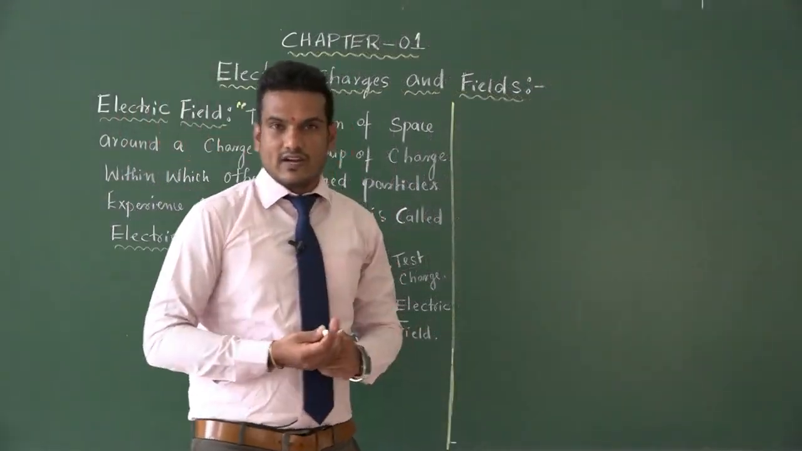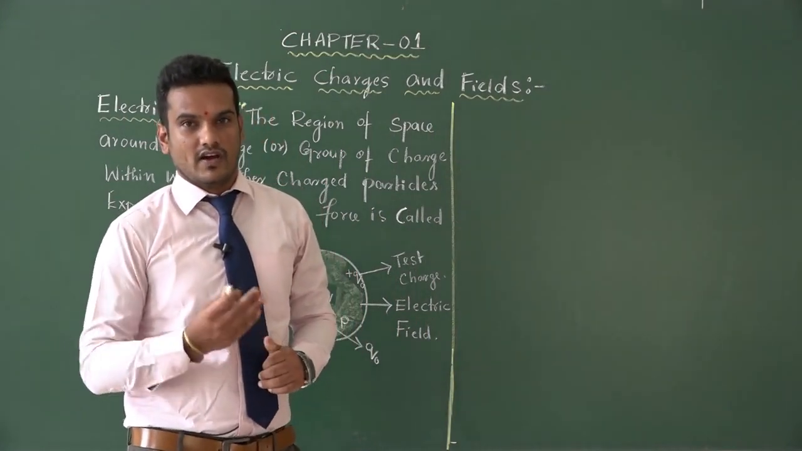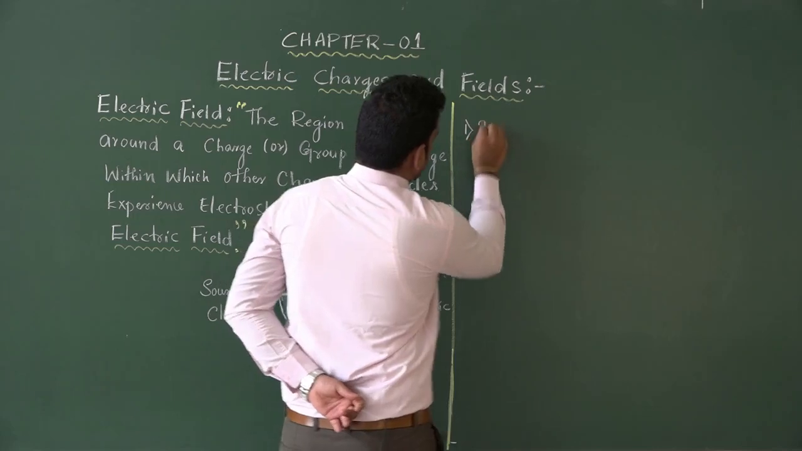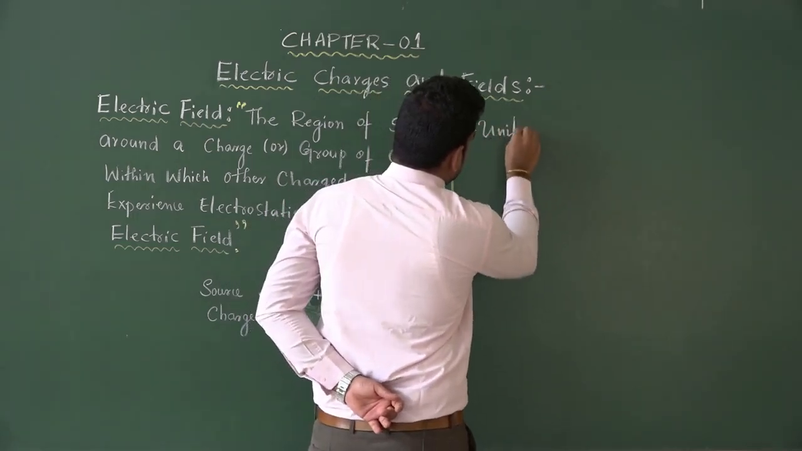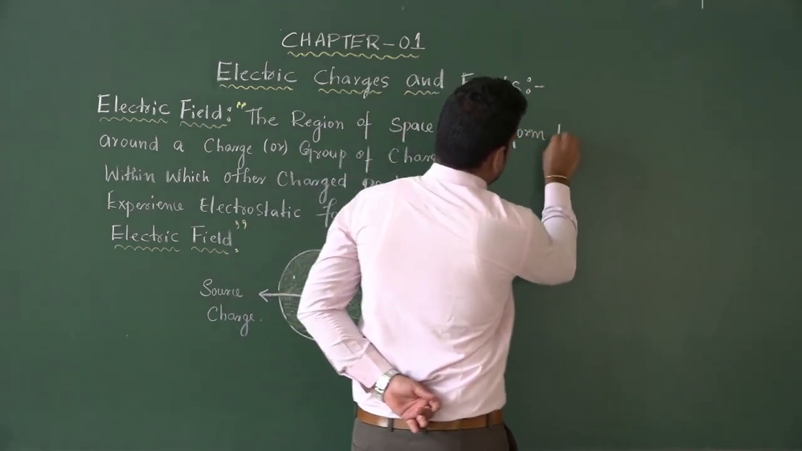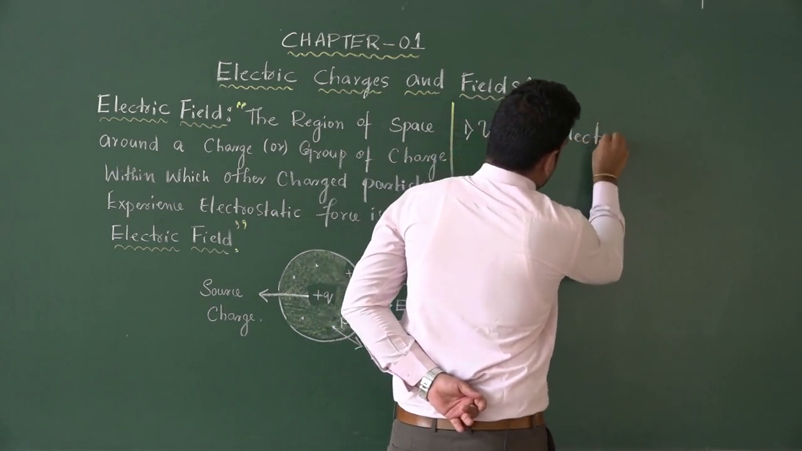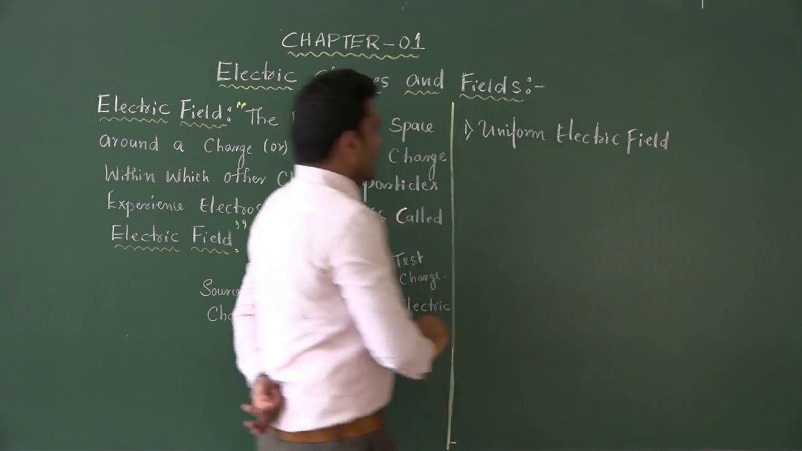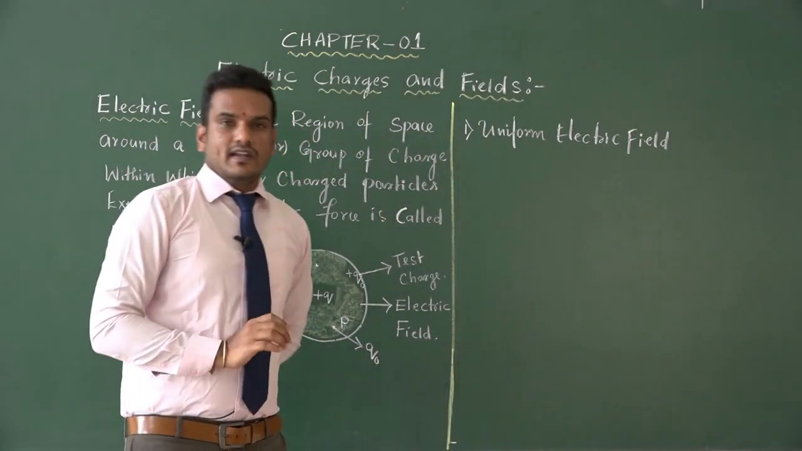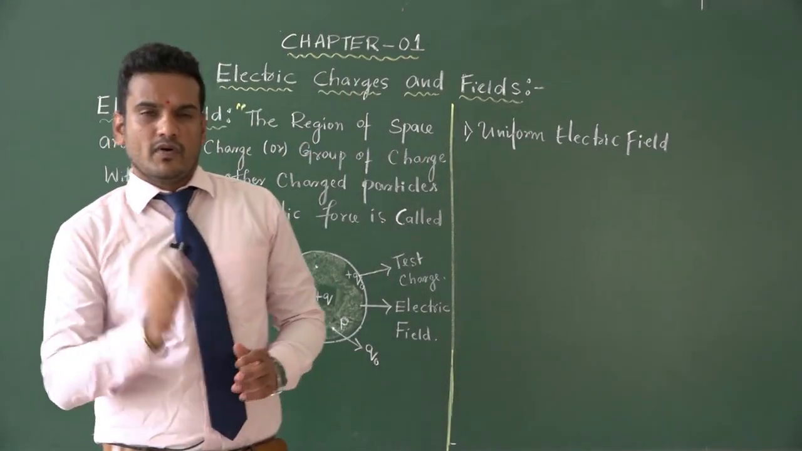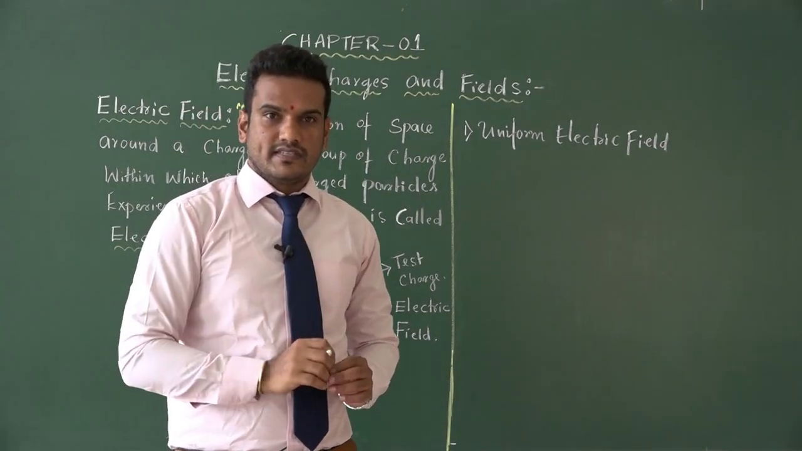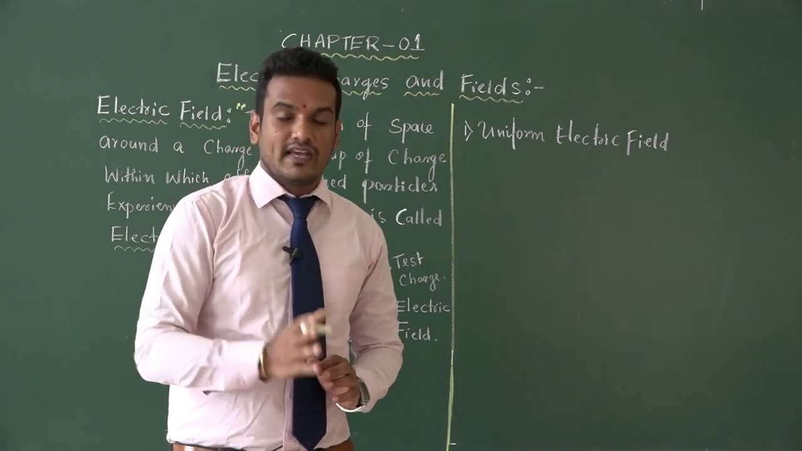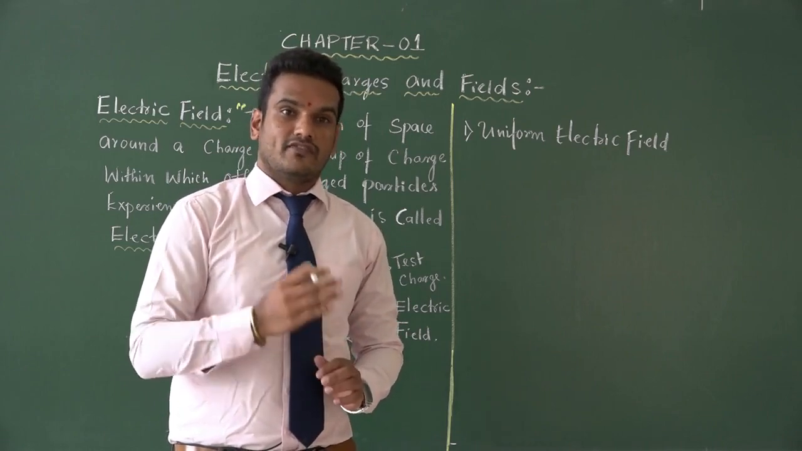Now let us understand what exactly uniform electric field and non-uniform electric field are. First one, uniform electric field. It is an electric field in which a unit positive charge experiences the same force at all points. Then the electric field is said to be a uniform electric field.